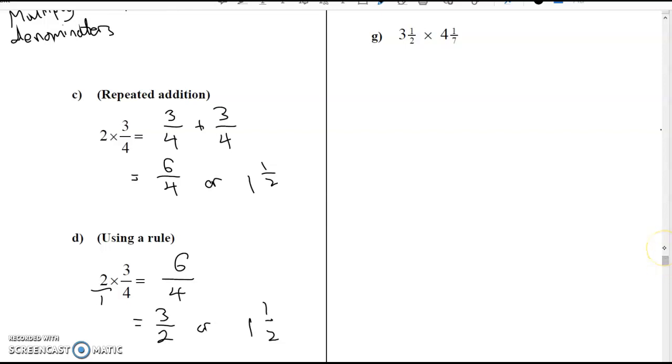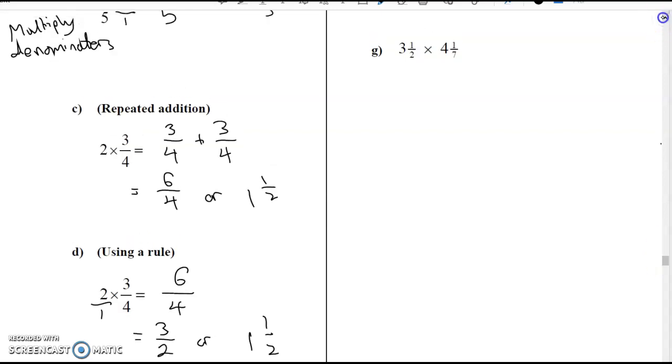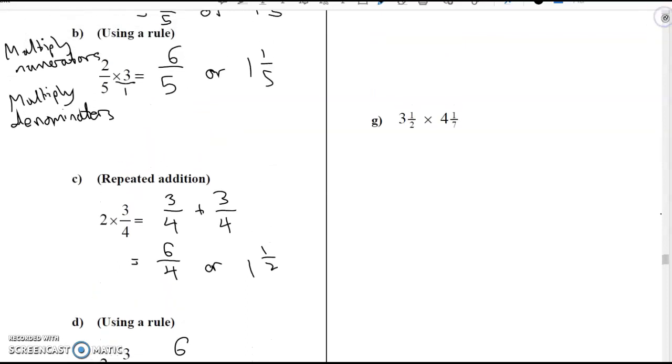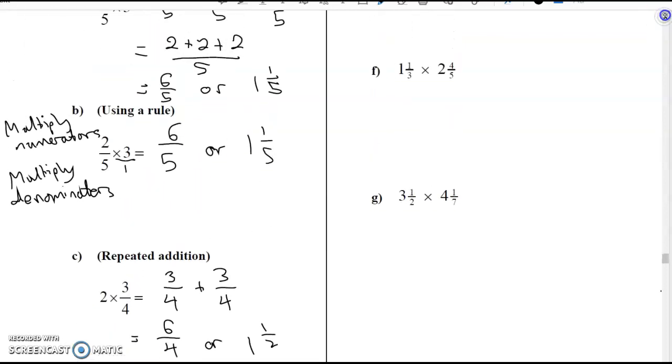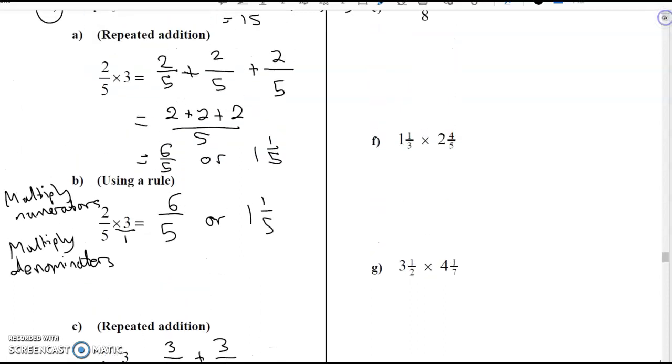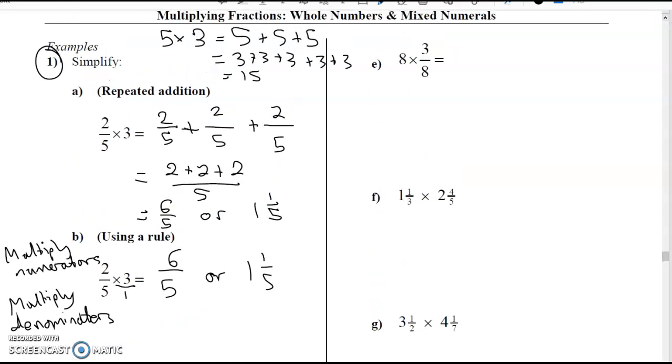Alright, so moving now to a couple more questions that involve mixed numerals. Okay, well, first we'll do E, so 8 over 1 times 3 over 8. Multiply the top, you get 24. And multiply the bottoms, you get 8. 24 over 8, that's actually just 3. 3 wholes.